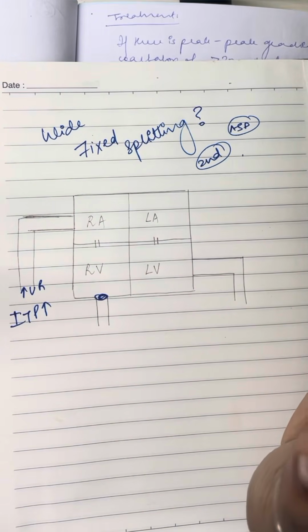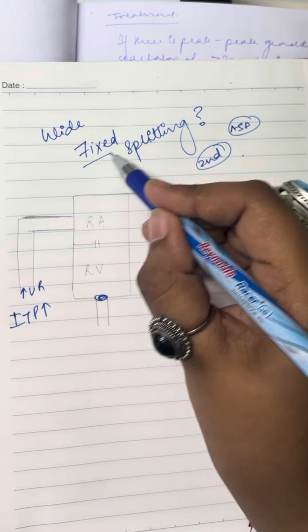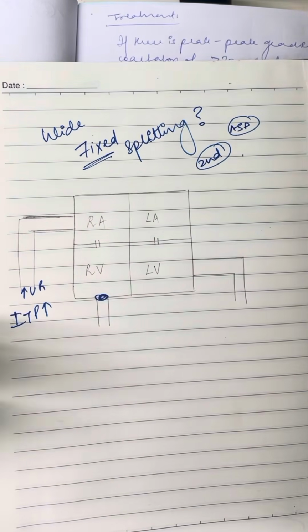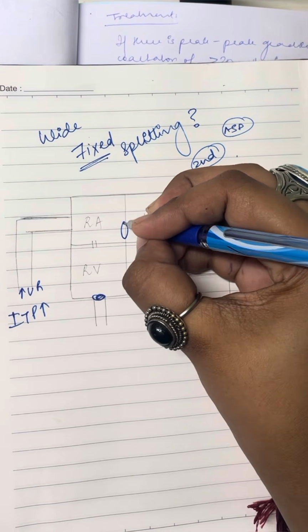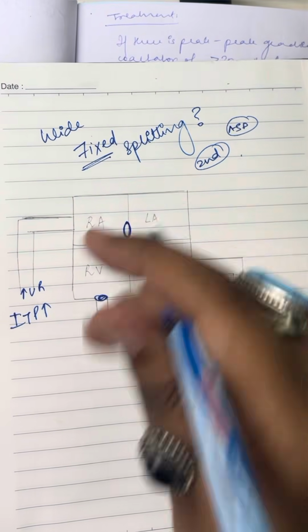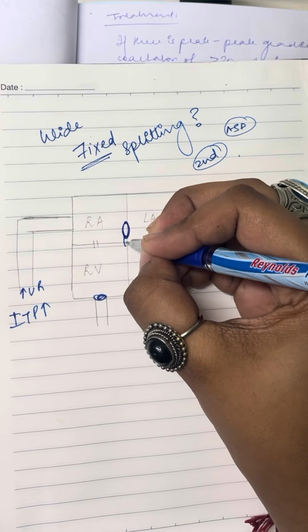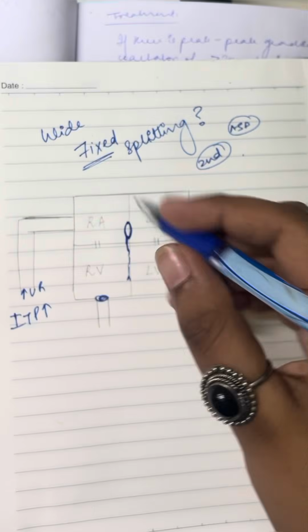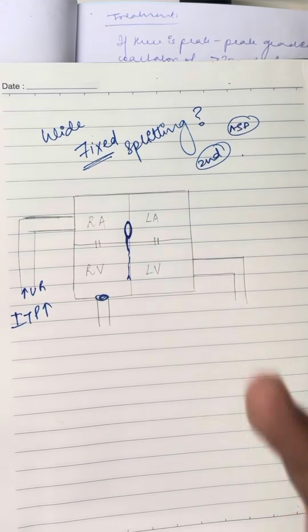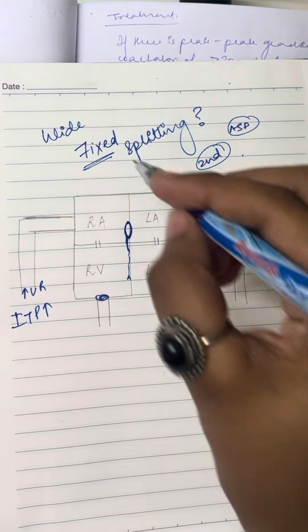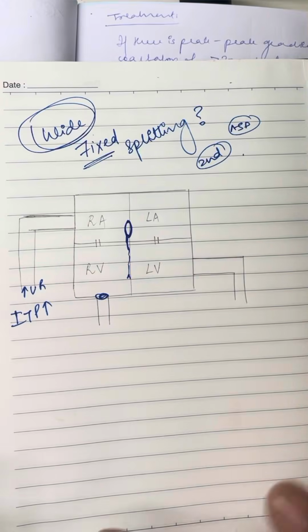Now, in atrial septal defect, why is there a fixed splitting and not a different splitting during inspiration and expiration? So it's as simple as this. Here is your atrial septal defect. Sometimes this atrial septal defect causes right bundle branch block, which is why the right side of the heart ejects blood slower than it normally does. And that explains the wideness of the splitting.